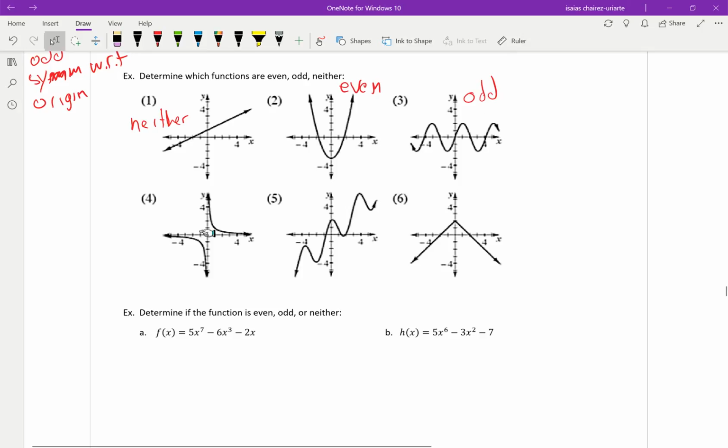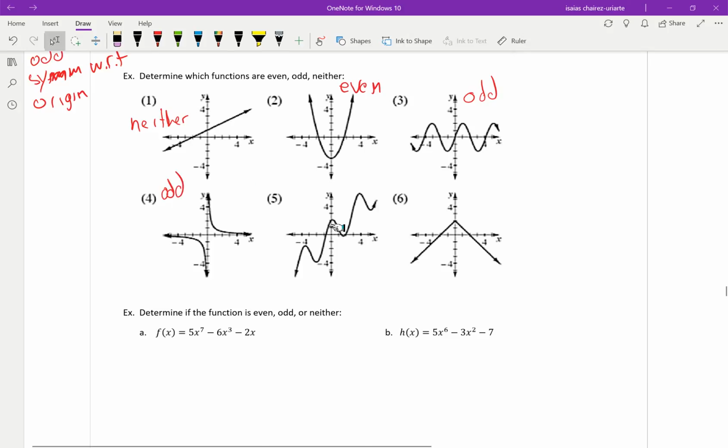Graph 4. Is graph 4 even or odd? It's definitely not symmetric with respect to the y-axis. But if I put a little pin right at the origin and rotate my graph 180 degrees, either counterclockwise or clockwise, it doesn't matter. Rotate 180 degrees, does it land back on itself? I'd say yes. This graph does land back on itself.